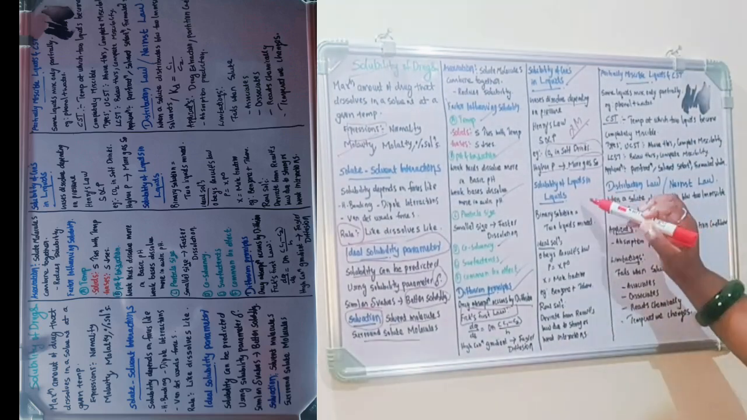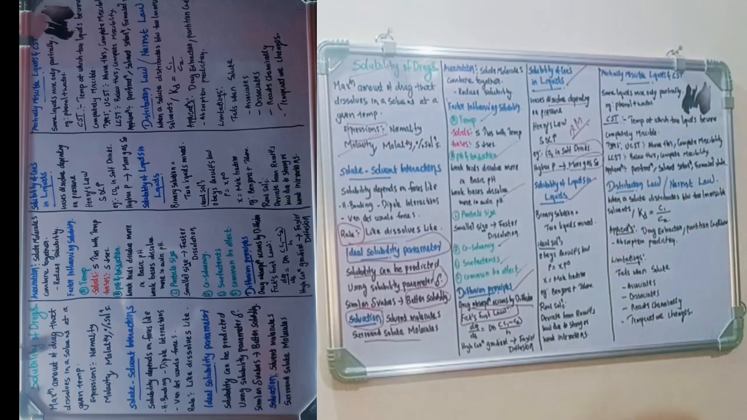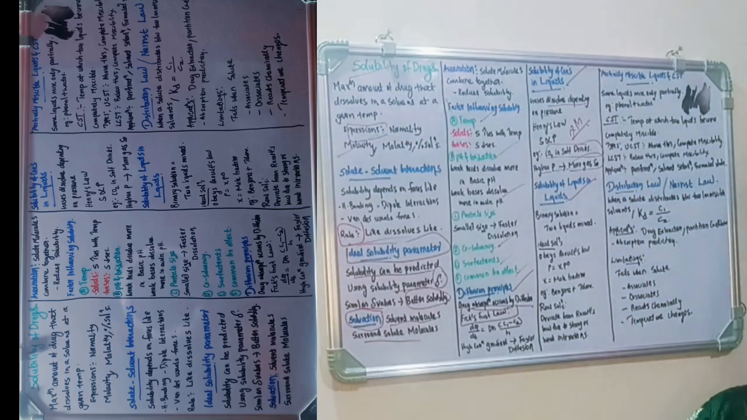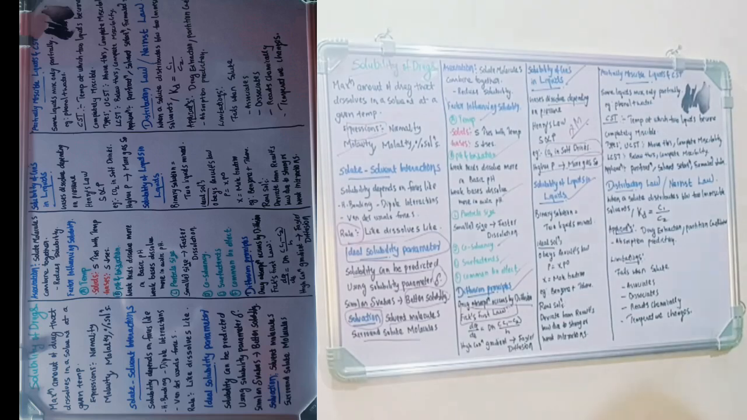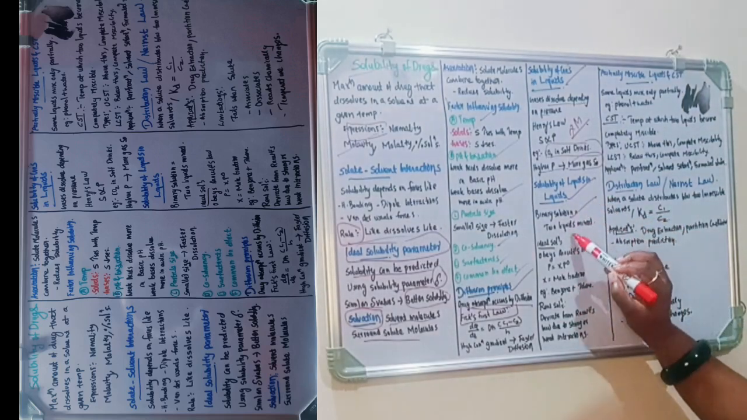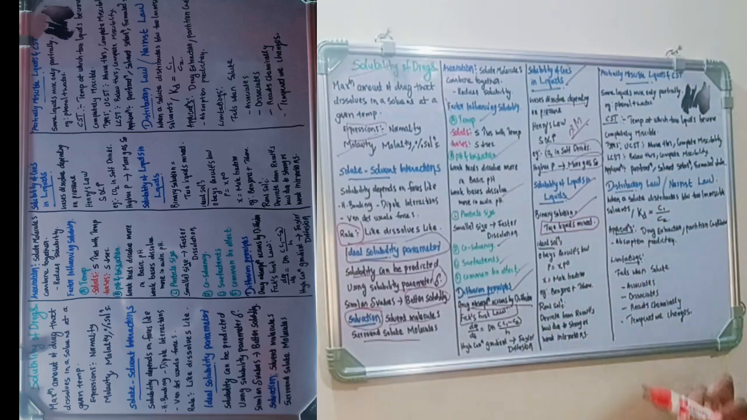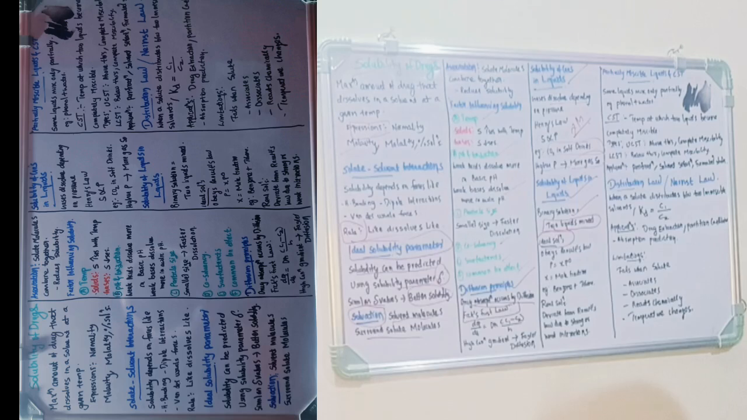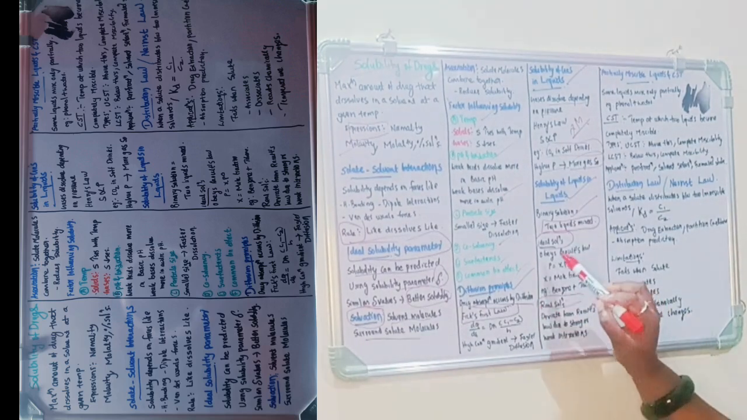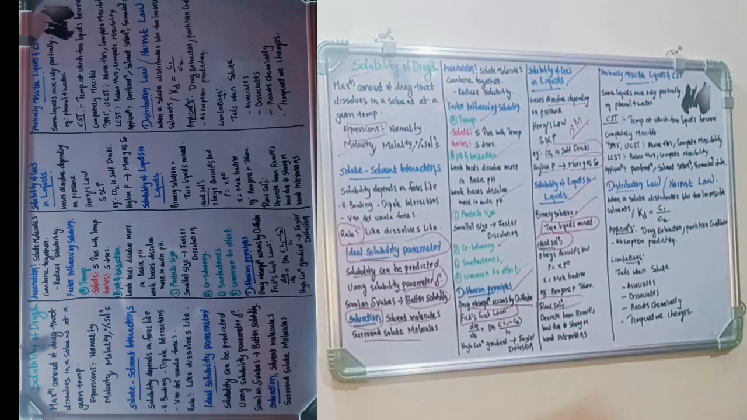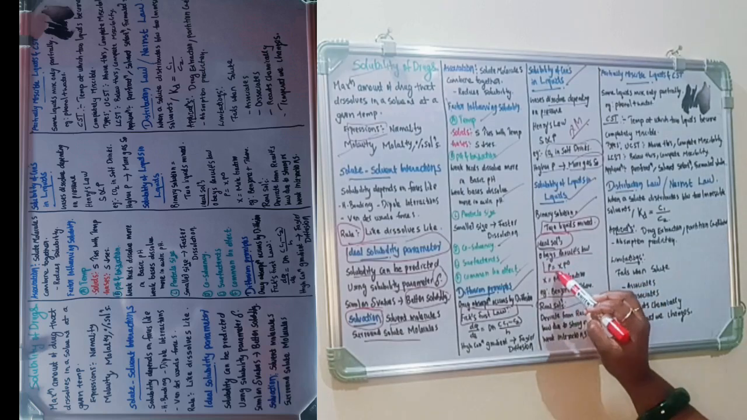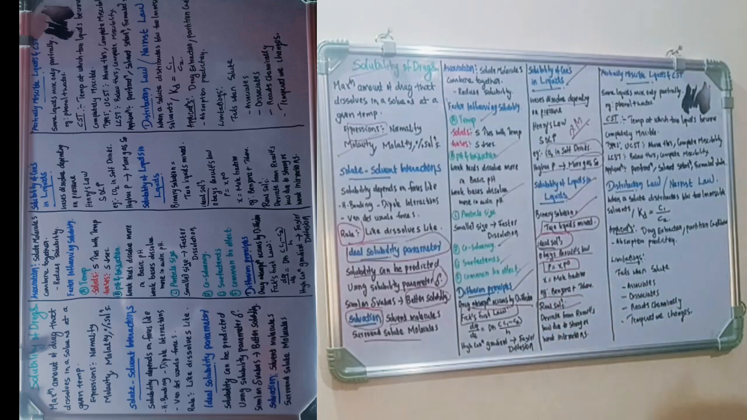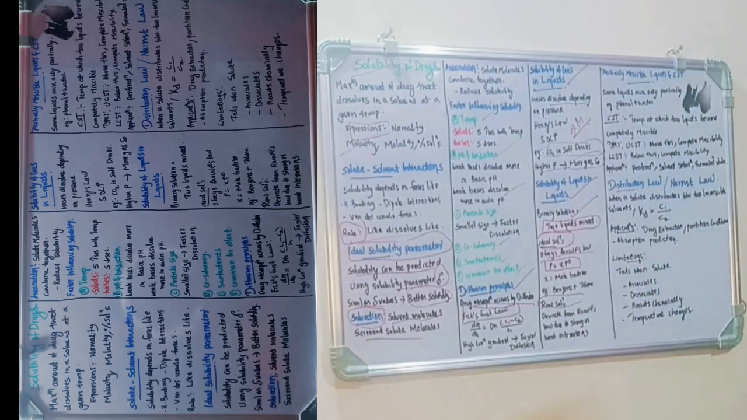Next comes the solubility of liquids in liquids. When two liquids are mixed together, we call it a binary solution. Here you have to remember ideal solutions and real solutions. Ideal solutions are those obeying Raoult's law, that is P = X P°, where X is the mole fraction. You can give the example of benzene and toluene.